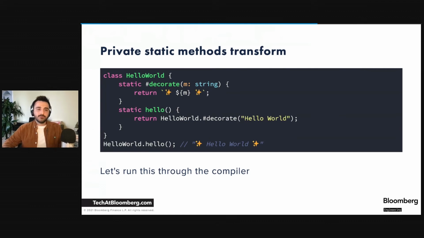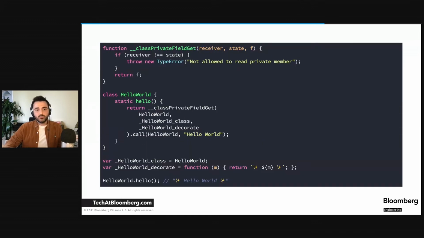So let's look at some examples here. We have a simple hello world class with two static methods. One of them is public, the other one is private. The public hello method calls the private decorate method, and that adds some emojis to a string. Let's run this through the compiler, and we will see an output like this.